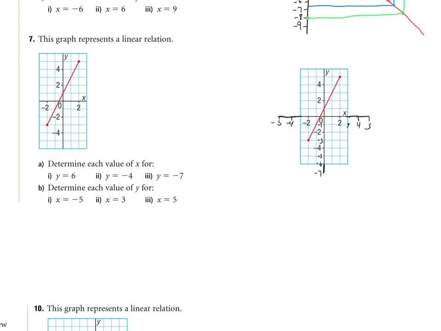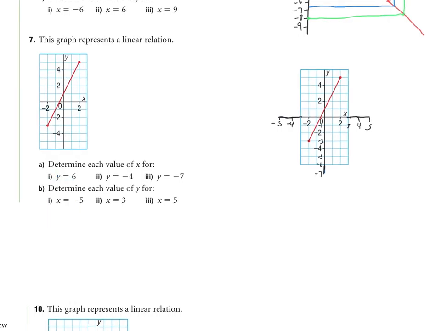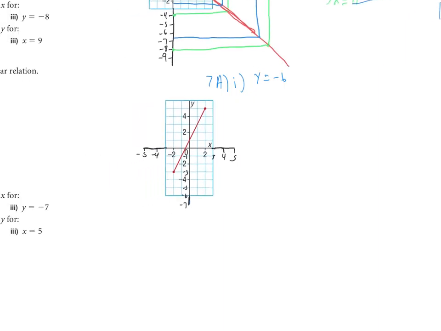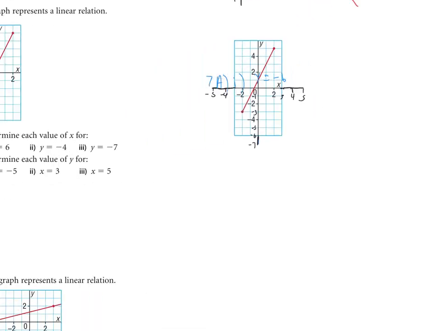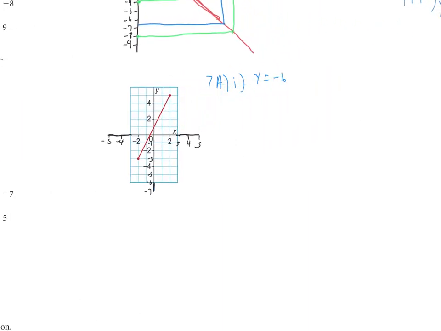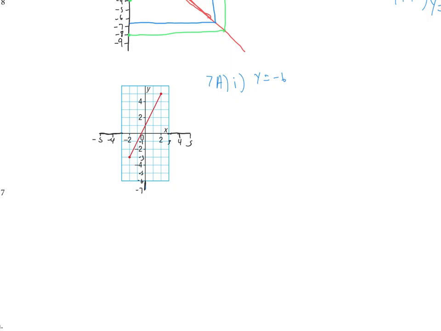And the first number I have, for 7a, number 1, y equals negative 6. So for that one there, was it negative 6 or positive 6? Oh, it's positive 6, my bad. So I'll erase that negative symbol out here. It's positive 6. So we want to find out what x equals when y is a positive 6, and y being a positive 6 would be right here.